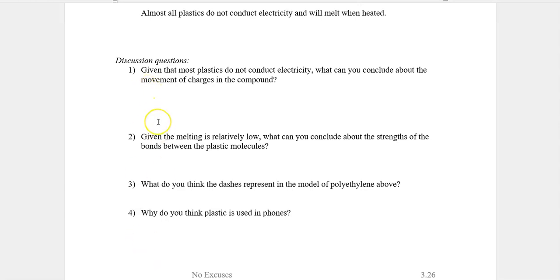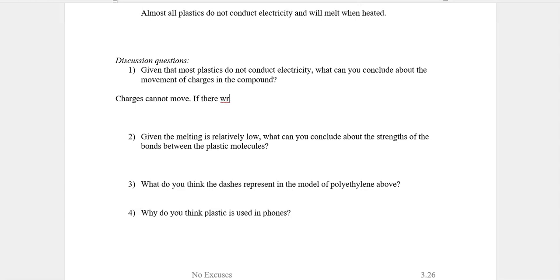Go ahead through these. When you're ready, you can unpause the video and I'll go through them. But this is supposed to be like an investigation. So I may not give you a super clear answer, but I want you to think for yourself first. Number 1, given that most plastics do not conduct electricity, what can you conclude about the movement of charges in the compound? Charges cannot move.